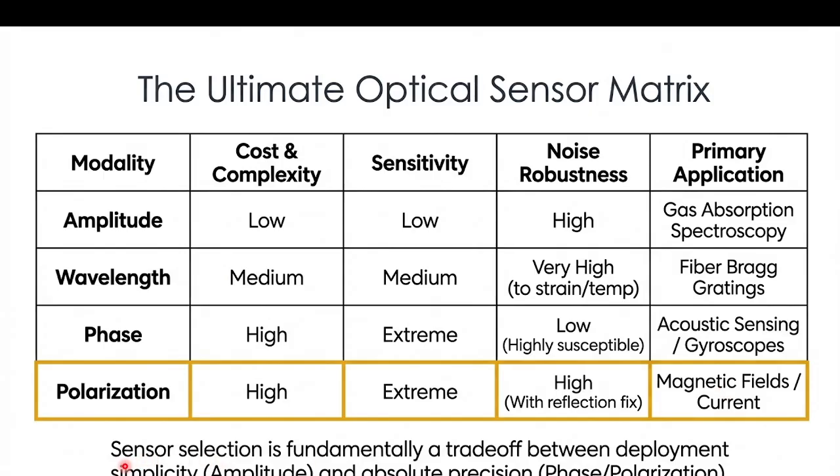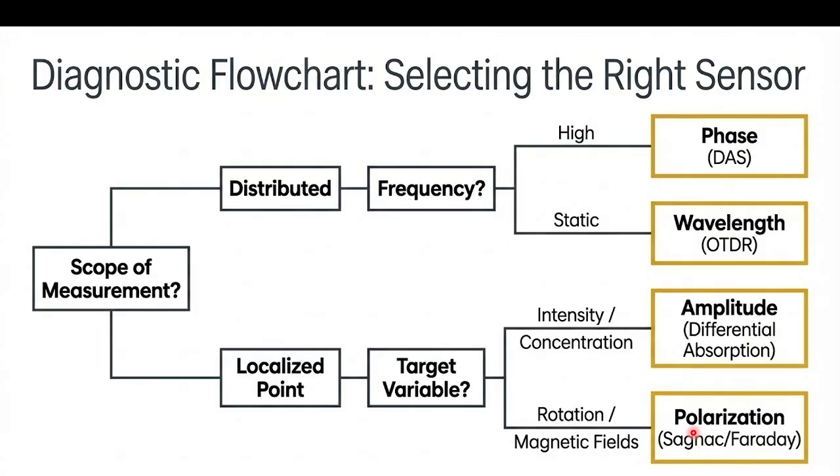And the final note is that sensor selection is fundamentally a trade-off between deployment simplicity, like amplitude, and absolute precision, phase and polarization. So here is the diagnostic flow chart for selecting the right sensor.